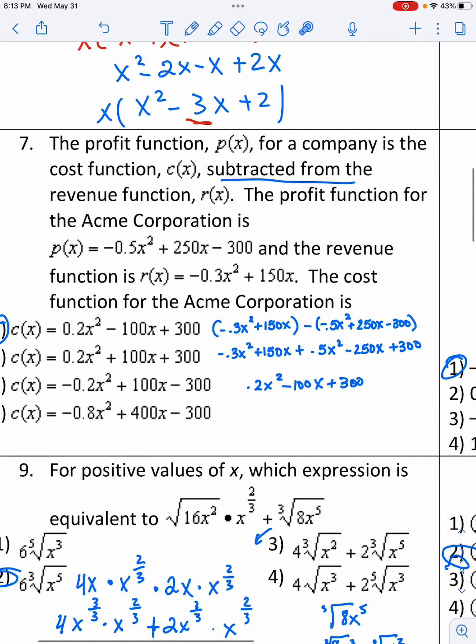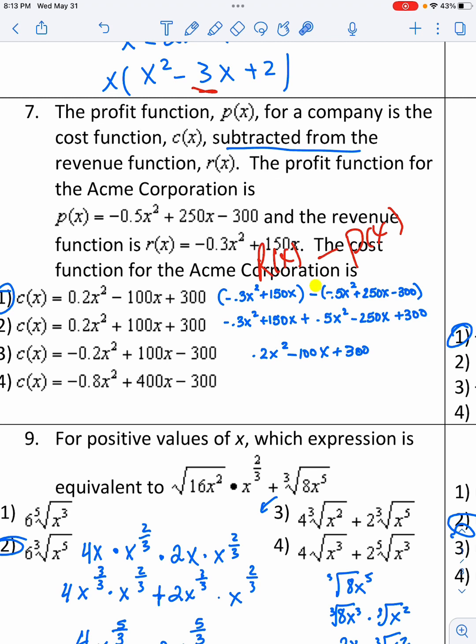All right. So this next one says the profit P of x for a company is given by this equation. To find the cost, we need to take that value subtracted from the revenue, which is R of x. So I highlighted subtracted from because if we're doing subtraction and it says subtracted from, we need to flip the order. So we're going to be doing R of x minus P of x.